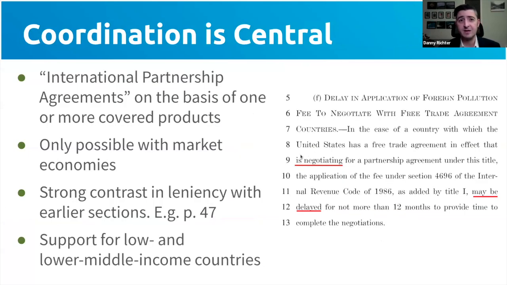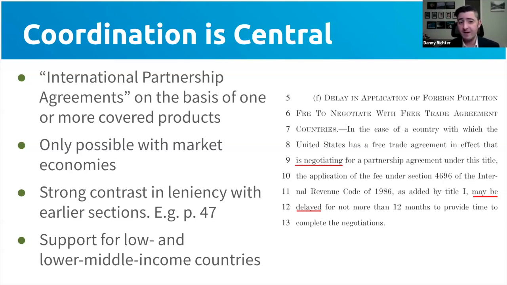It's also very clear that coordination is central to the goals of the bill. There's a section on international partnership agreements on the basis of one or more covered products. So it doesn't have to be across the whole suite of products covered. It could just be one, it can be more. This is only possible with market economies. So again, here you have some pretty strong geopolitical posturing.